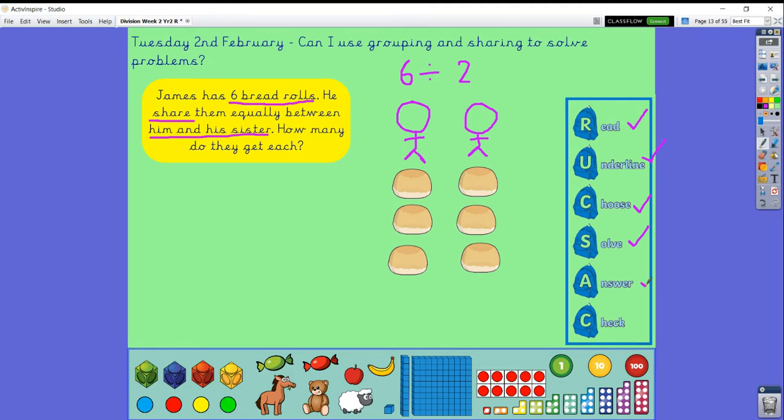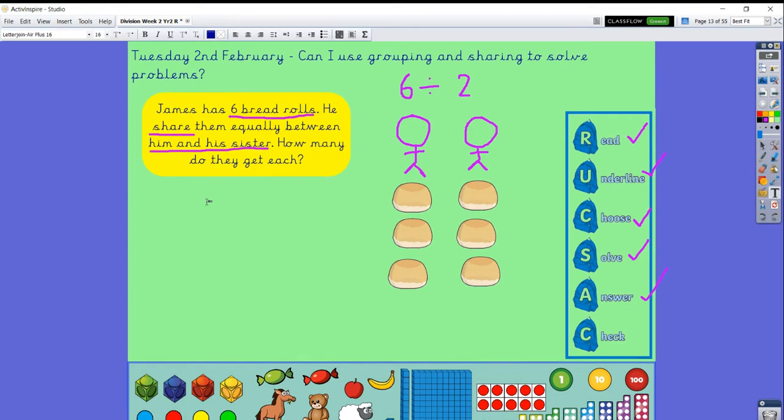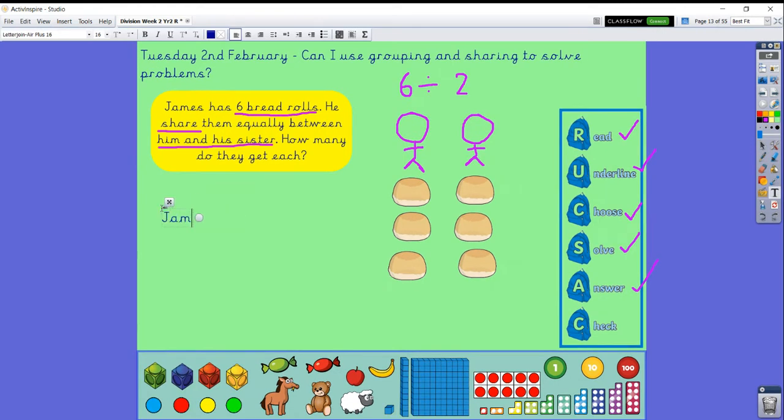Now let's just write a little answer. So we can say that James and his sister each get 3 rolls. Okay. It's important to write rolls because we're not sharing out fish. So those 2 examples we've just done were sharing.